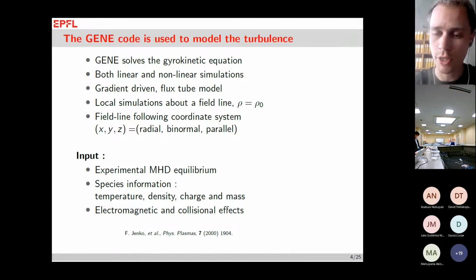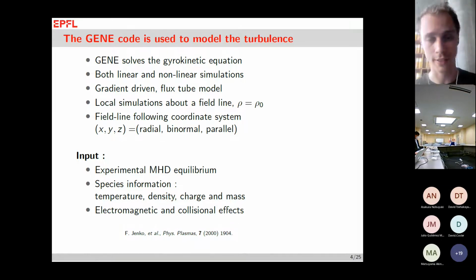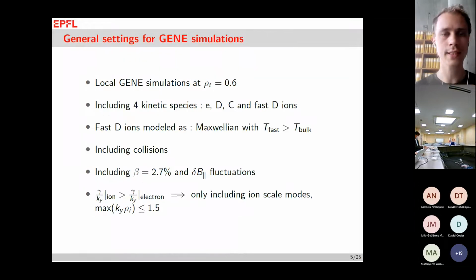Then we give the species information, so this includes temperature, densities, charges, and mass to specify each species we are simulating. Then we can include collisional and electromagnetic effects. Now, in our case, we have done the following. As I mentioned, we're looking just at one radial position. Right now, this is close to mid-radius, so this rho is 0.6. Then in general, we're going to consider 4 kinetic species.